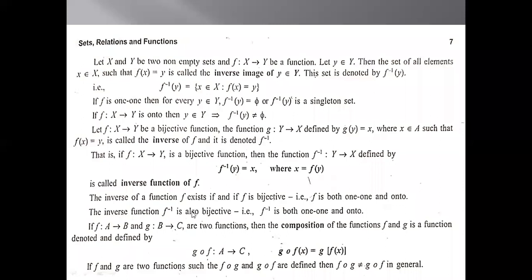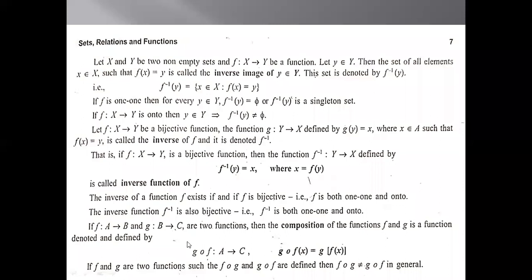The inverse function f inverse is also bijective. That is, f inverse is both one-one and onto. The inverse function is also bijective if f inverse is both one-one and onto.